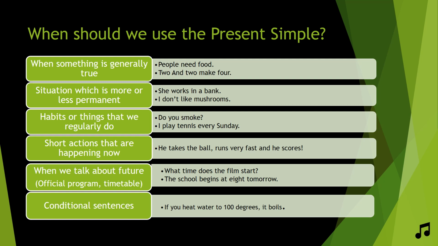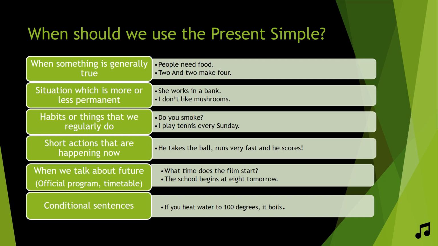Let's learn about present simple in detail, that is, when should we use the present simple tense. See the first example. People need food, 2 and 2 make 4. So these are general statements which are true. So when something is generally true, we use simple present tense because these are facts which we cannot deny.